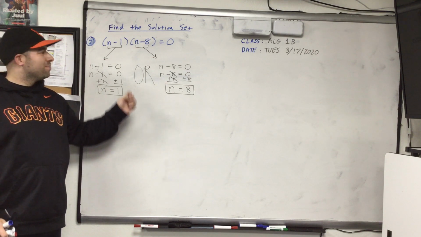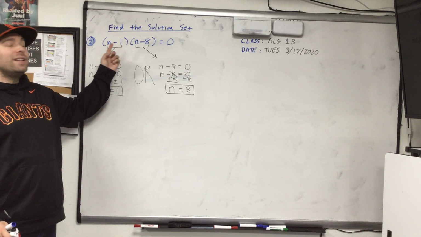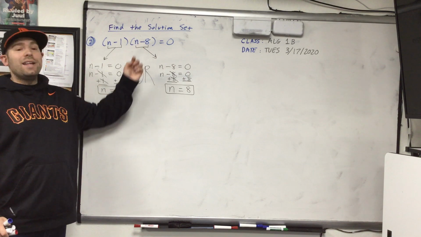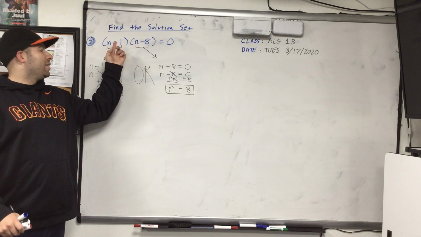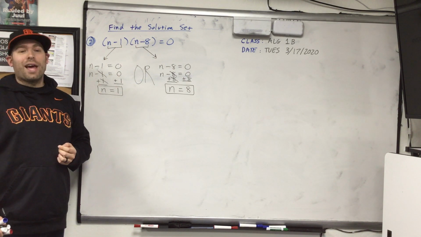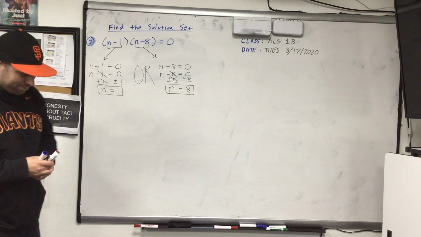Let's plug in 8. 8 minus 1 is 7. 8 minus 8 is 0. 7 times 0 is still 0. We've satisfied the zero product principle.